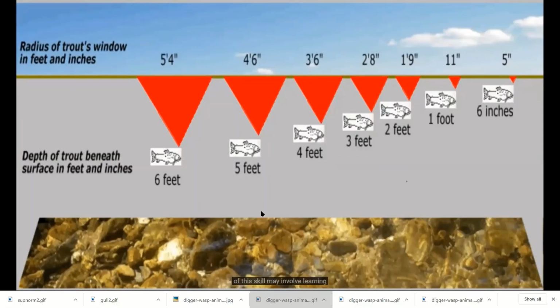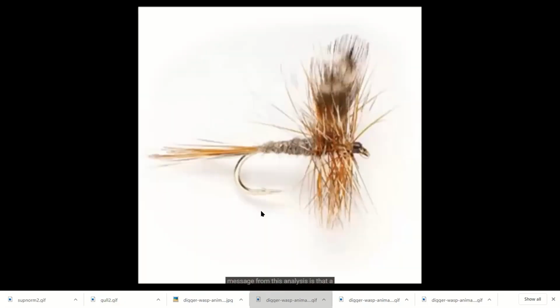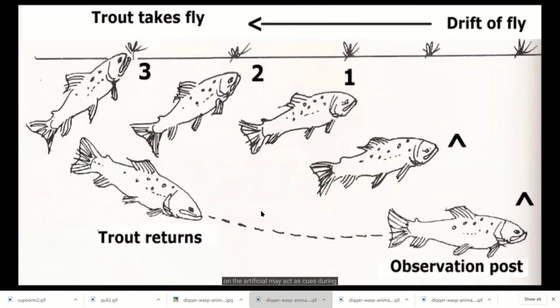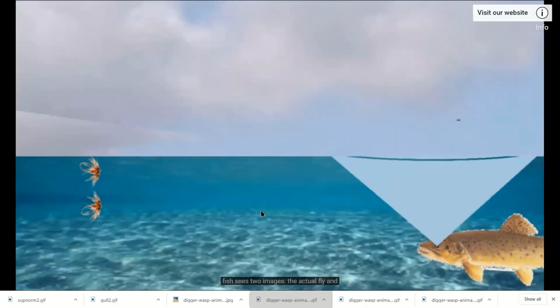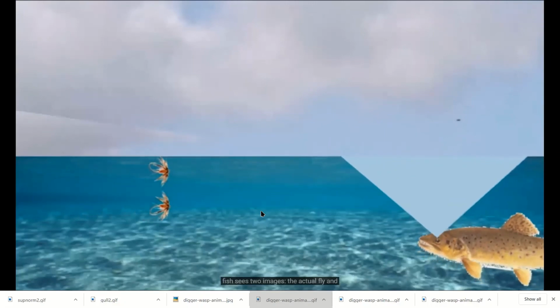The acquisition of this skill may involve learning, maturation, and practice. The main message from this analysis is that a successful trout fly should present a primary trigger stimulus that penetrates the mirror. This engages the trout's attention and initiates the rise. Wings on the artificial may act as cues during a rise to maintain the trout's movement towards the fly. Marinaro's theory can also account for how a trout intercepts the natural or artificial fly swimming beneath the surface. As the sunfly approaches, the fish sees two images, the actual fly and its reflection.